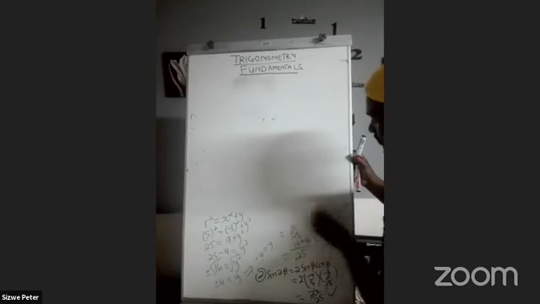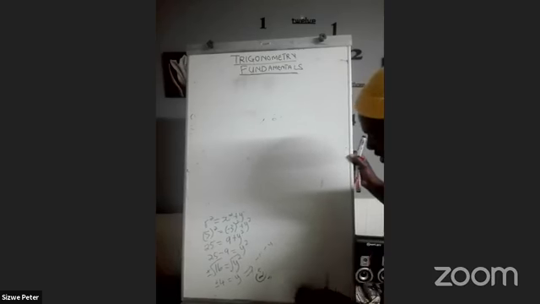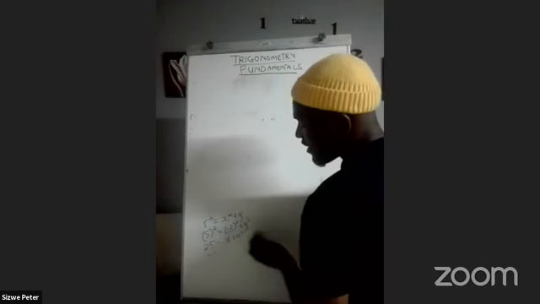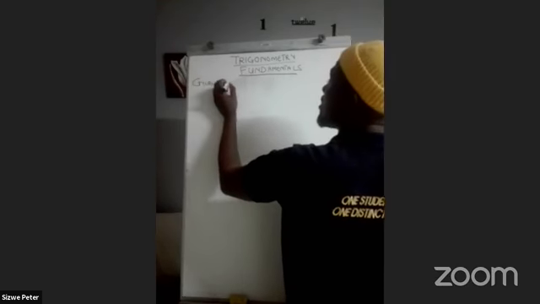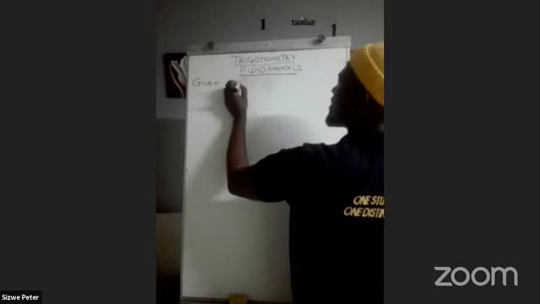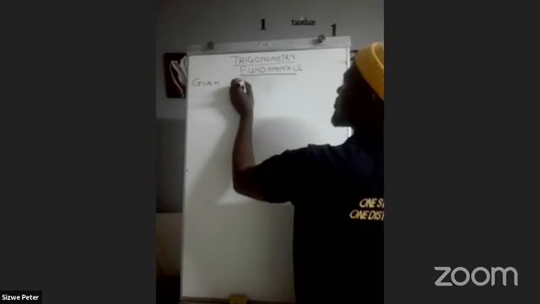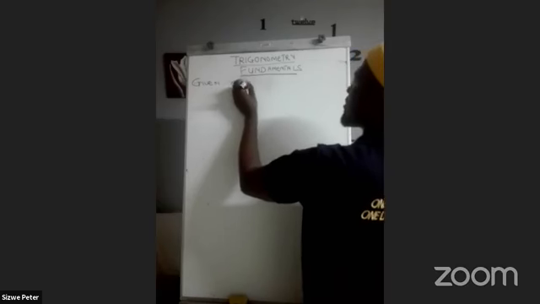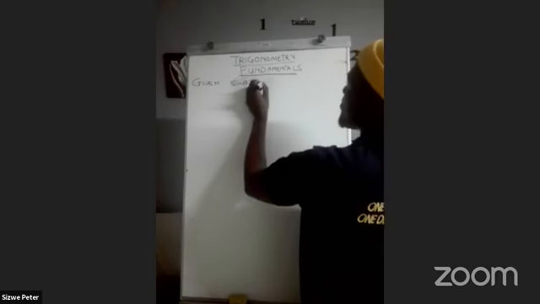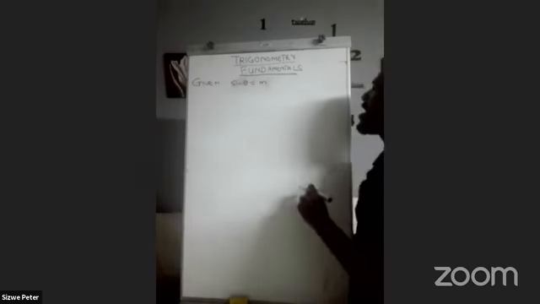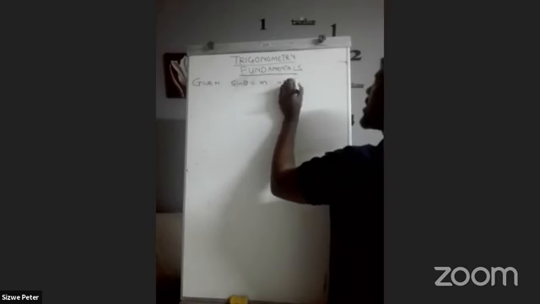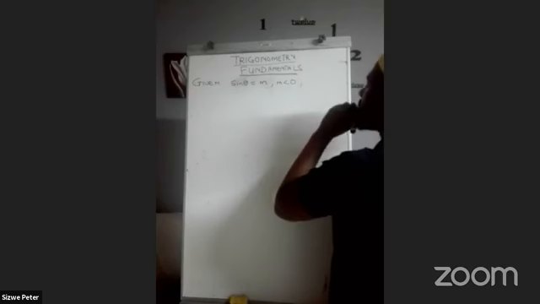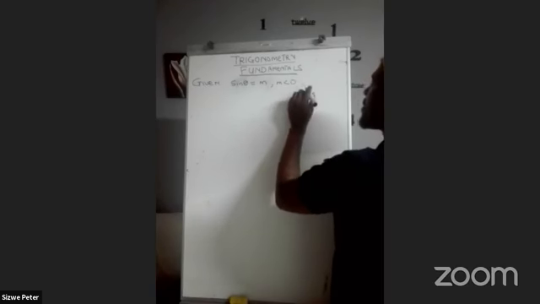The next one, you can write it down. Given sine theta equals m, where m is less than 0.